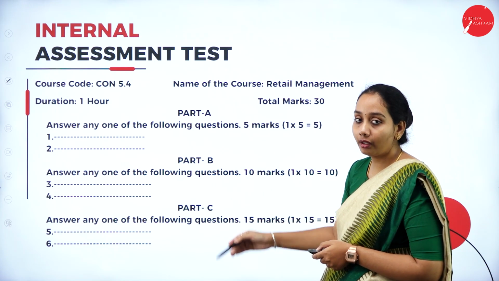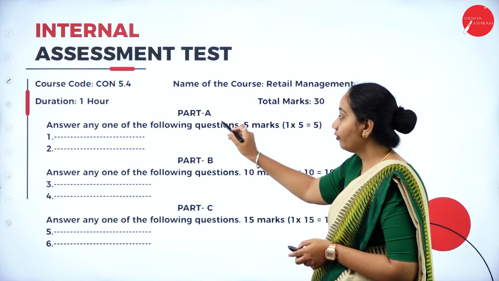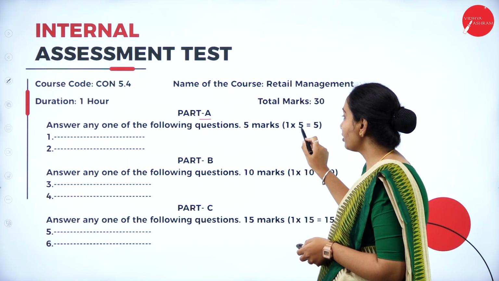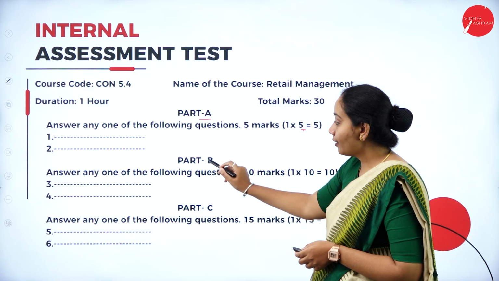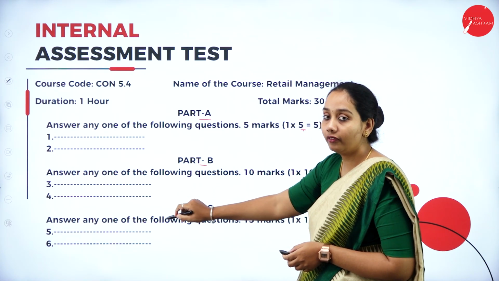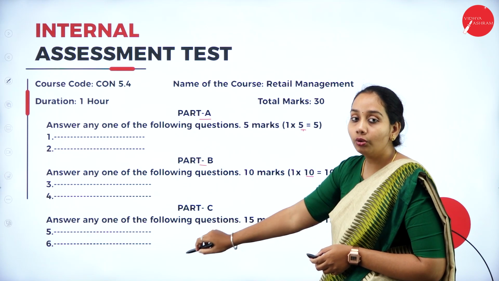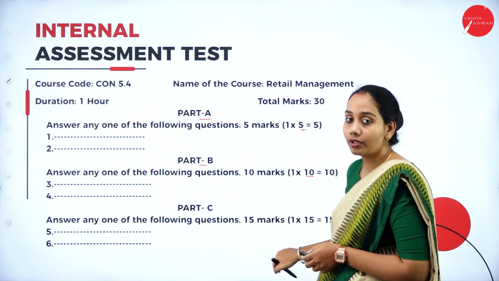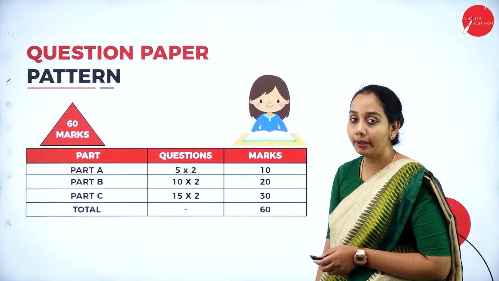Next, this is the pattern for internal assessment. Part A will have 2 questions and you need to answer 1 question, and each question carries 5 marks. Same for part B, 2 questions will be given and each question carries 10 marks. Under part C, 2 questions will be given and each question will carry 15 marks. This is your total question paper pattern.